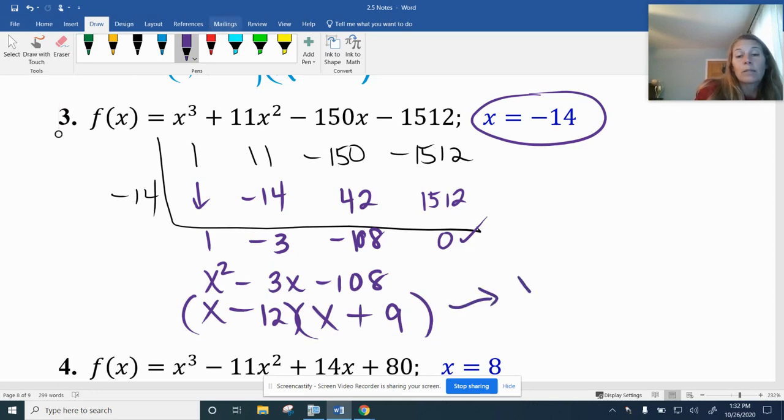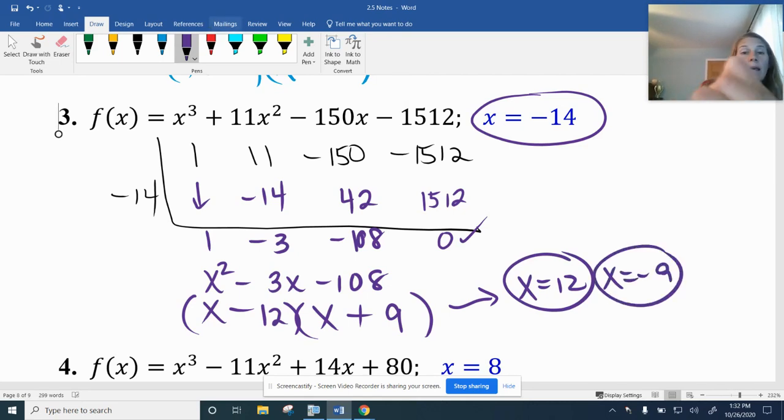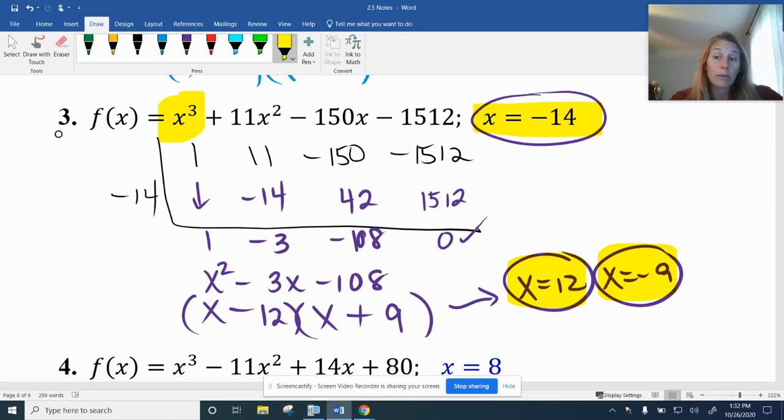So that tells me my solutions are x equals 12, x equals negative 9, and then of course I had my original one that was given to me, which was negative 14. It's a cubic polynomial. I should have 3 solutions. One was given to me. I found the remaining 2.